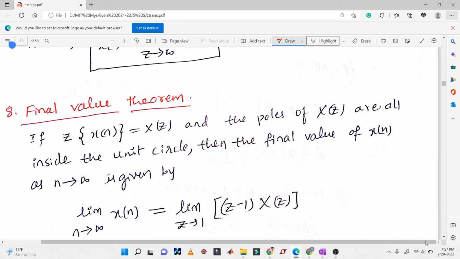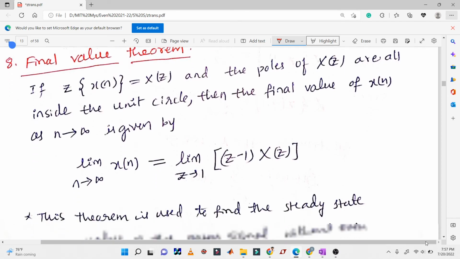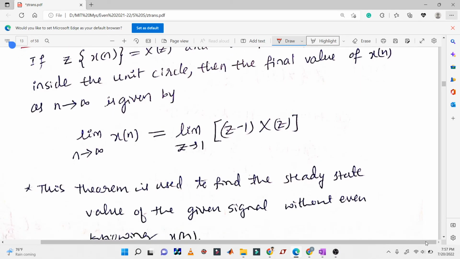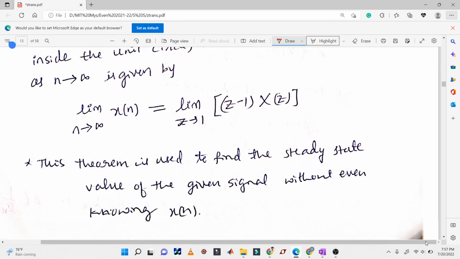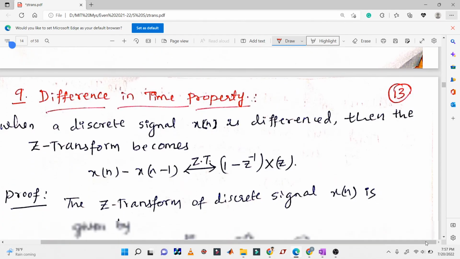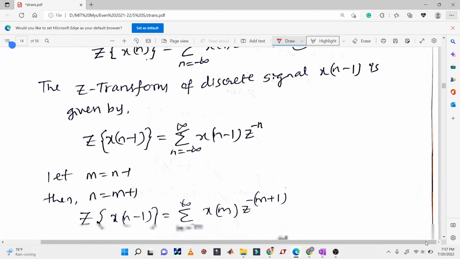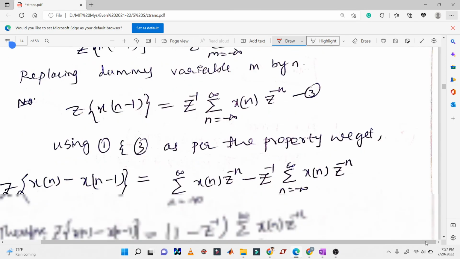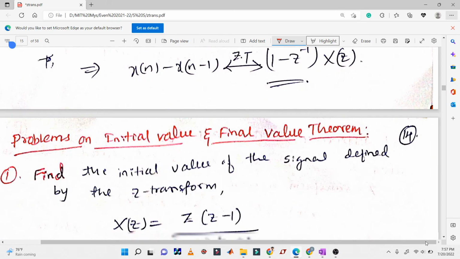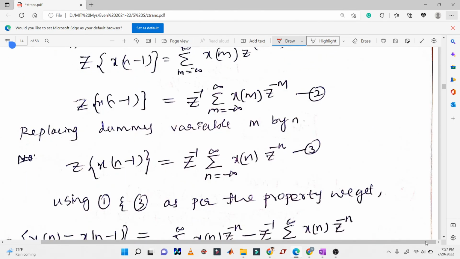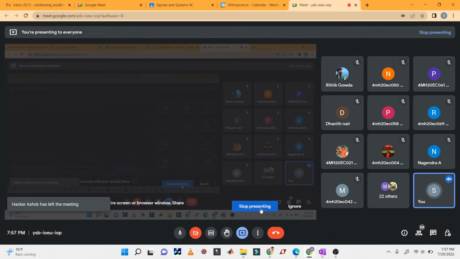Similarly we have the final value theorem, and go through this theorem. It is homework for you. In the next class I will explain this. Then the difference in time property, this is also an easier property, you can go through it. We will discuss this in the next class. Let me know if you have any doubts regarding the properties we have discussed.